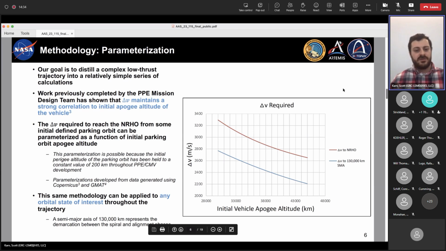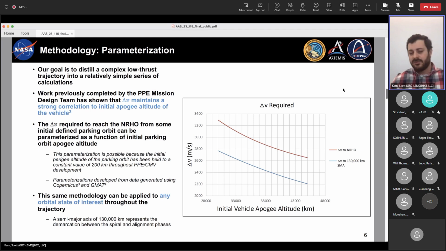So some work that was completed previously by the PPE mission design team, and I think Laura Burke is on this call, and she contributed quite a bit to this before I was part of the team. But previous work has shown that the delta V required to reach our NRHO maintains a strong correlation to the initial apogee altitude of our parking orbit.